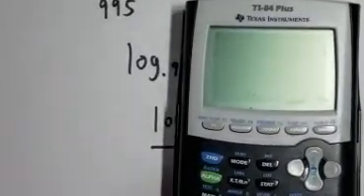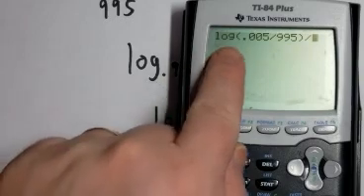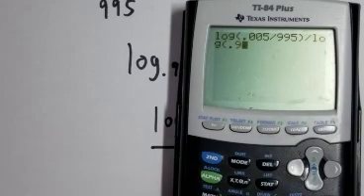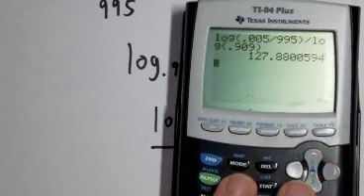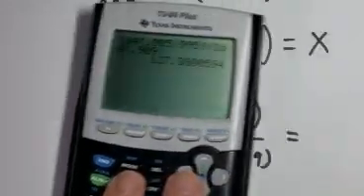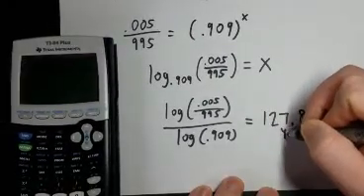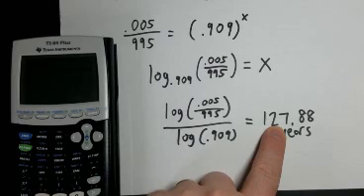In this calculator, I got log. Now, notice I closed the parentheses, divided by log. Again, you could do 1 minus 0.091 there if you wanted to. Ta-da! Now, because our rate was 9.1% per year, that means that this value of x is also measured in years. 127.88 years. Now, because we used the 995 number, this is 127 years from today.